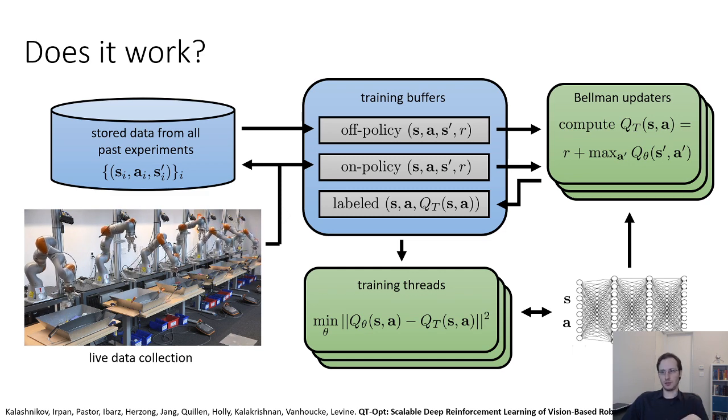Now, everything here is kind of scaled up, so there are 7 different robots that are all collecting lots of data in parallel. They're pushing it to a decentralized distributed buffer, storing all the data from past experiments, and there are multiple workers that are actually updating Q values on everything in the buffer.